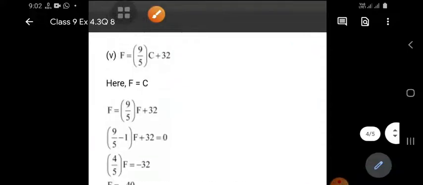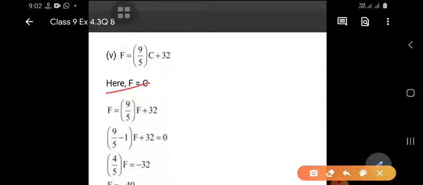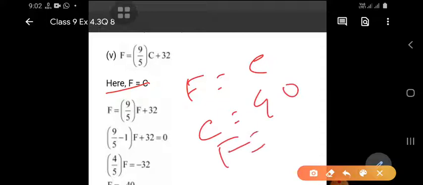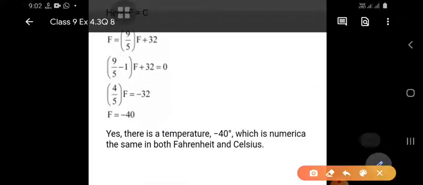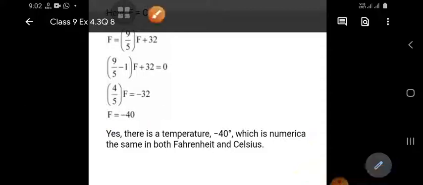As F is equal to C, it means both values are equal. So if F is equal to minus 40, then C is also equal to minus 40. So this is the numerical value where C and F are same, and that is minus 40 degree. Thank you.